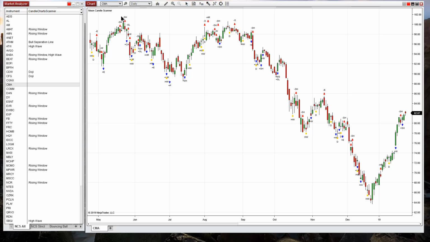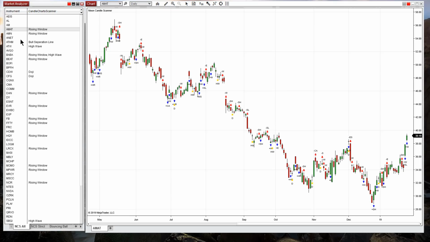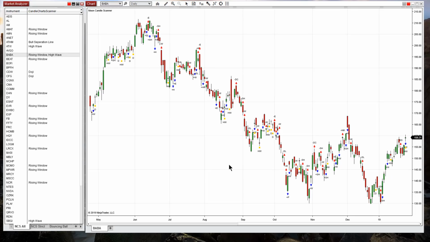And I've got this linked up in red so that I can click on just about anything. In this case, Applied Materials, and the chart loads up. And now you're seeing that rising window that developed. In fact, back-to-back rising windows that occurred in the last couple of sessions as this scan was identifying. We've got BABA here down below, rising window and high wave there again. Same thing. Identifiable right there on the chart. You can decide now whether this is a buying candidate or not.